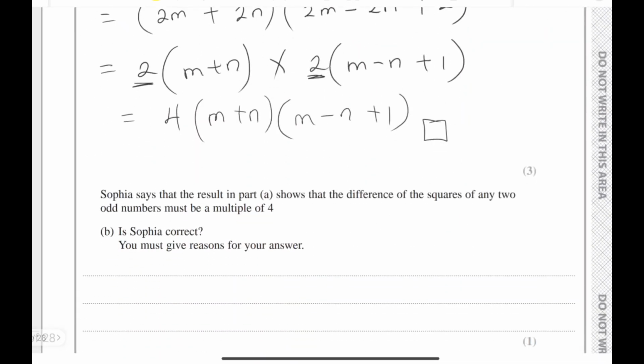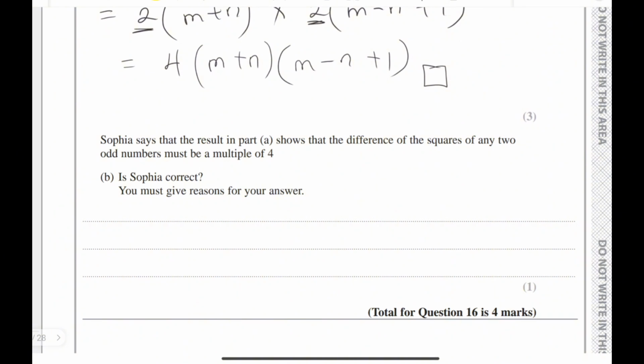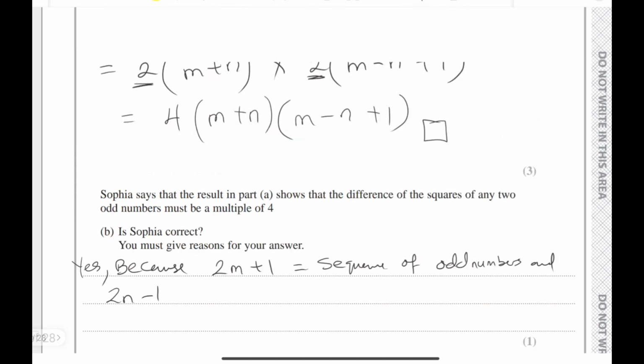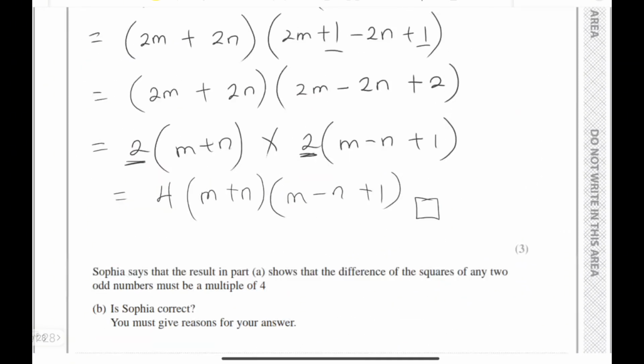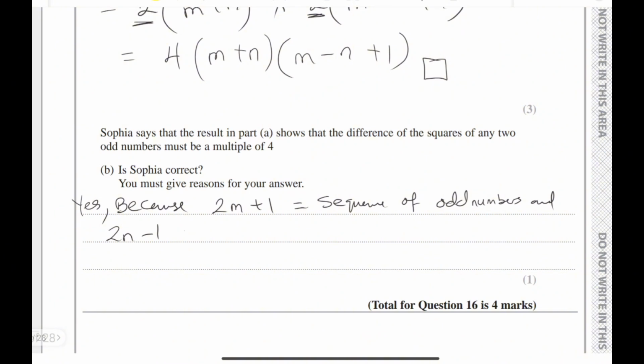Yes, Sophia is correct, because 2m plus 1 is a sequence of odd numbers, and 2n minus 1, I guess 2n minus 1, right? Yeah, 2n minus 1 is another sequence of odd numbers. I hope that makes sense.